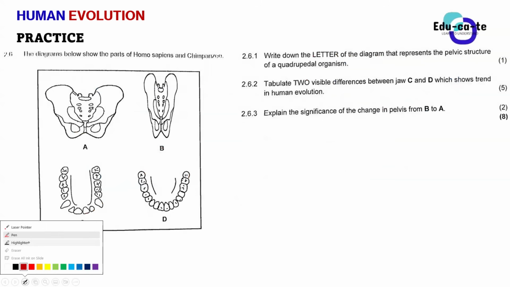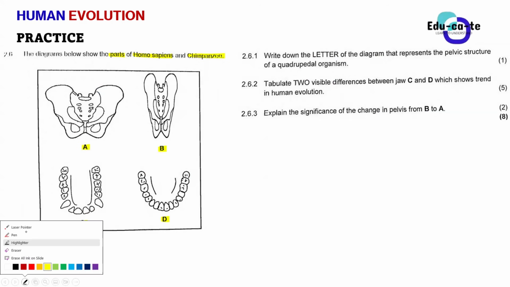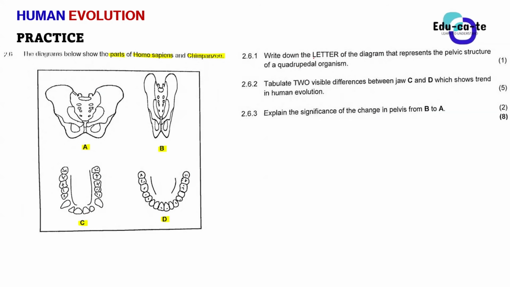So in this practice, we're going to look at question 2.6 here. It says the diagrams below show the parts of Homo sapiens and chimpanzees. Okay, so we've got Homo sapiens as well as chimpanzees. When you look, we have pelvic girdle A as well as pelvic girdle B. We have something here, I don't know if you guys can identify what this is, but we've got C and we've got D. All right.